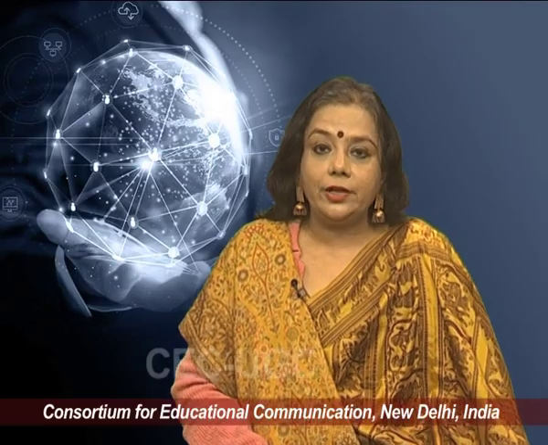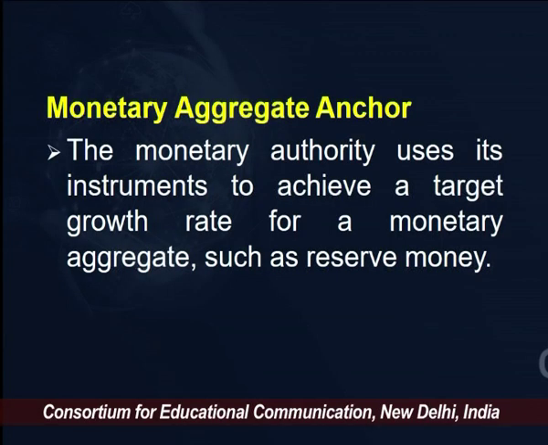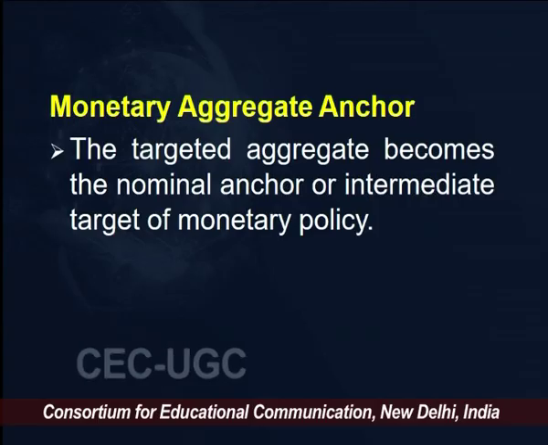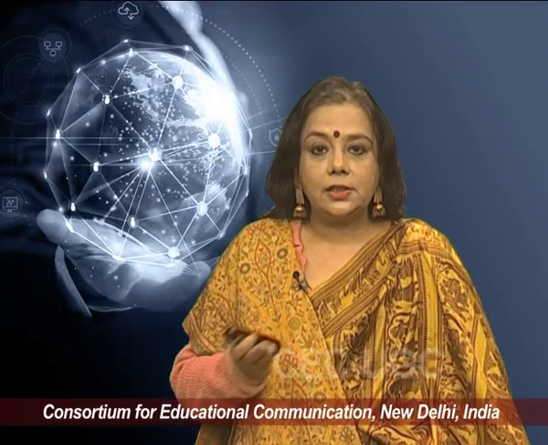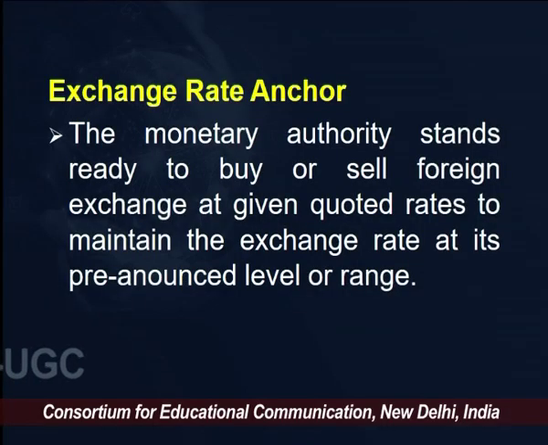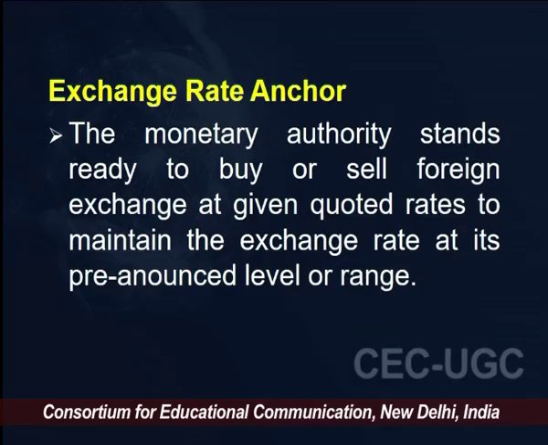So, first is monetary aggregate anchor. The monetary authority uses its instruments to achieve a target growth rate for a monetary aggregate such as the reserve money. So, the targeted aggregate becomes the nominal anchor or intermediate target of monetary policy. So, this is the monetary aggregate anchor. The second is exchange rate anchor. So, they maintain it with the exchange rate. The monetary authority stands ready to buy or sell foreign exchange at given quoted rates to maintain the exchange rate at its pre-announced level or range.